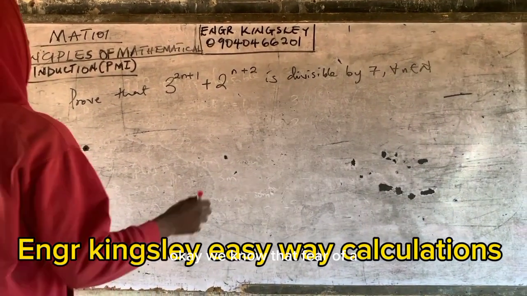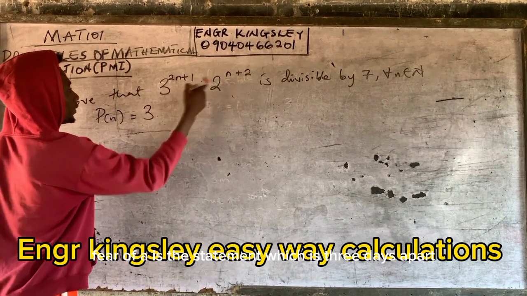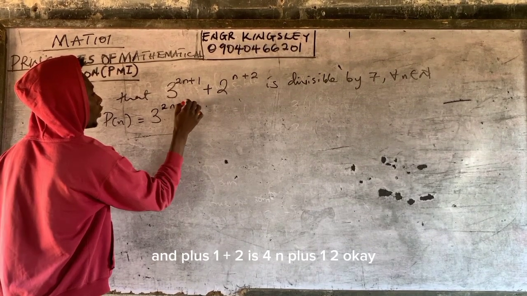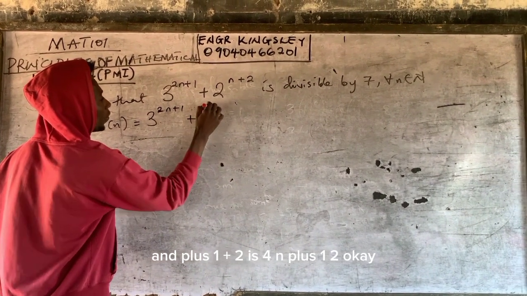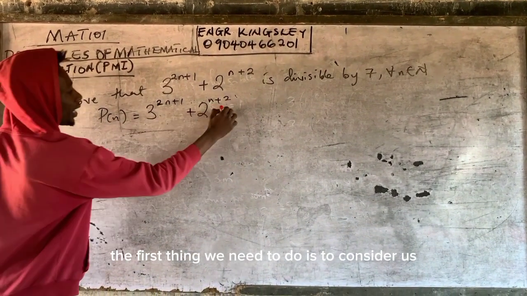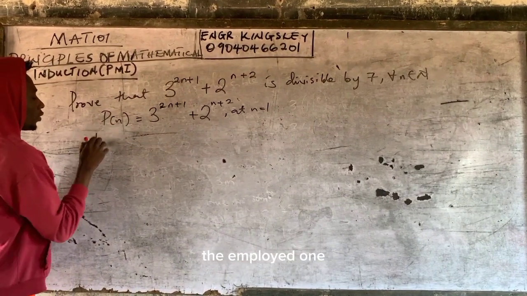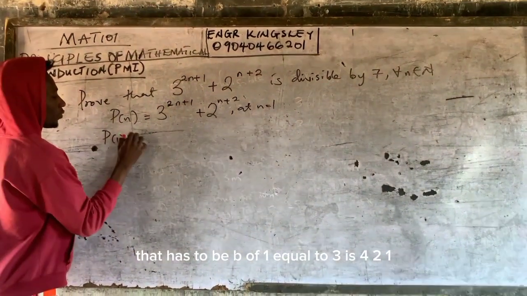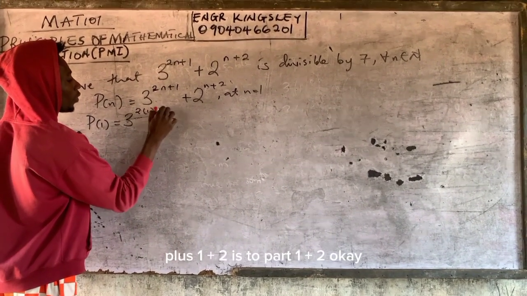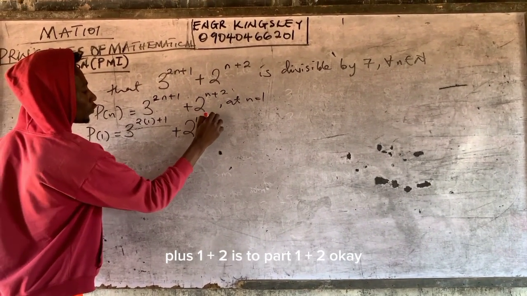Okay, we know that P of n is the statement 3 raised to the power 2n plus 1 plus 2 raised to the power n plus 2. The first thing we need to do is to consider n equal to 1. Anywhere we see n here, we call it 1. We have P of 1 equal to 3 raised to the power 2(1) plus 1 plus 2 raised to the power 1 plus 2.